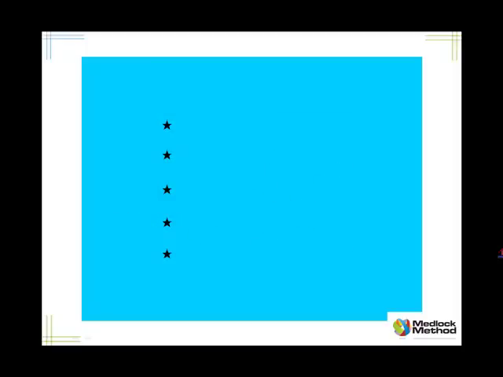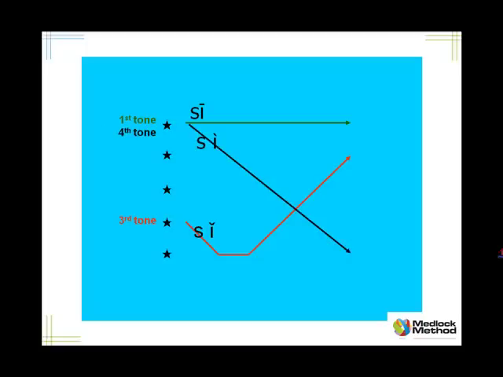Okay, next one will be S sound. Okay, S. Listen. S. Okay, you go. And again, no second tone. And the third one, falling, rising. S. Okay, you go. And the fourth one, that would be all the way down. S. And you go.